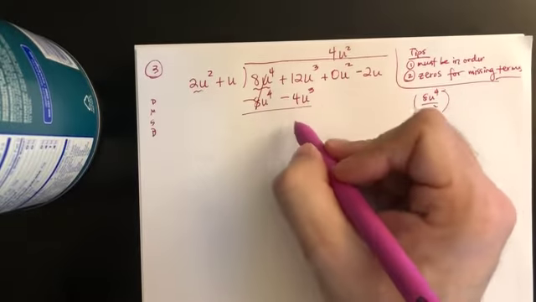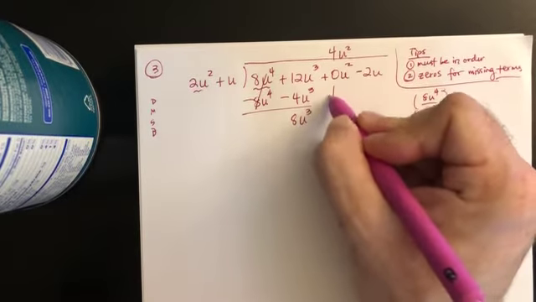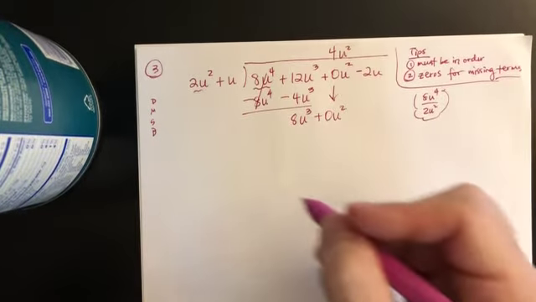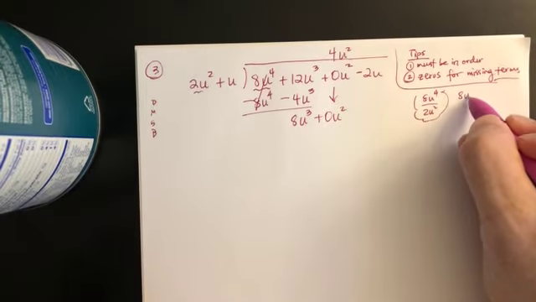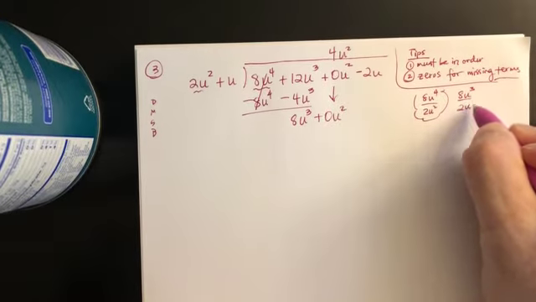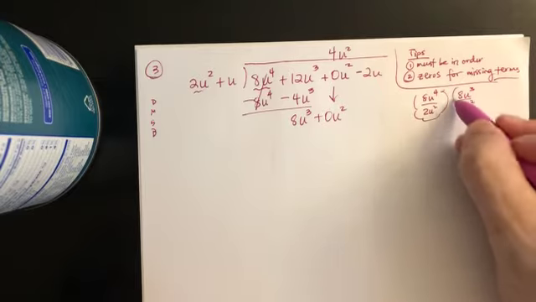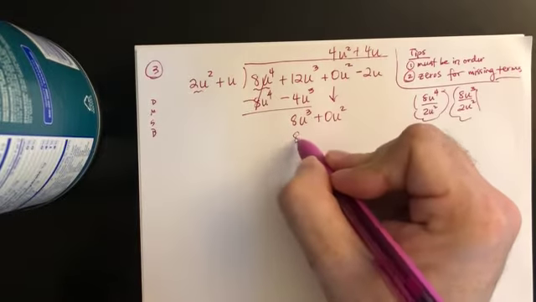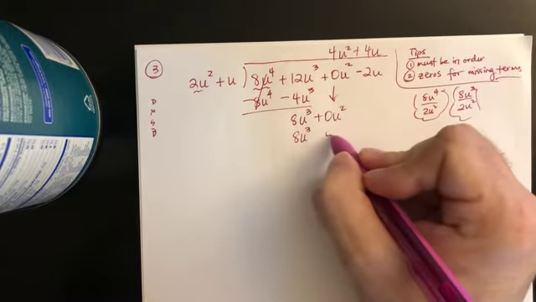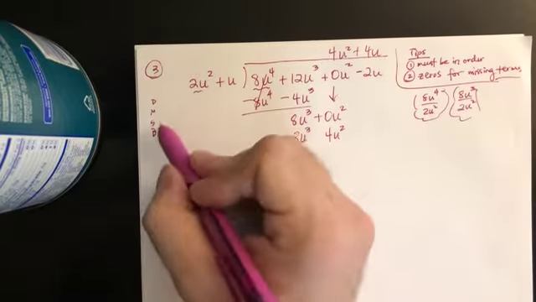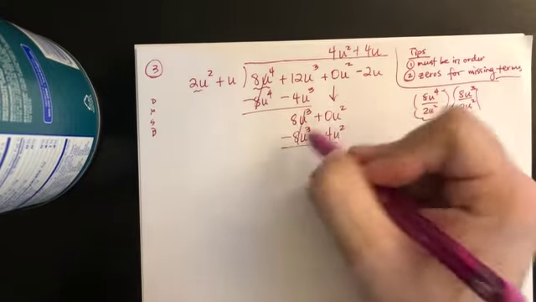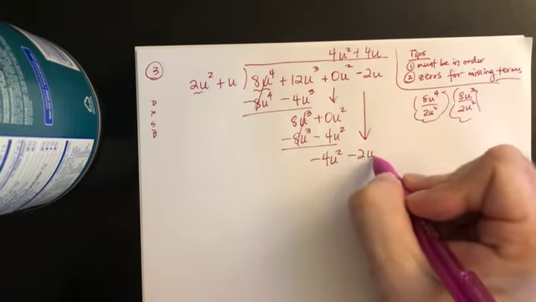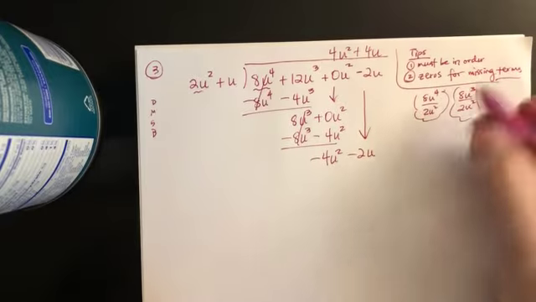So they cancel. 12 minus 4 is 8u to the 3rd. And then bring down 0u squared. Don't bring down both, just one at a time. And then we do it again. 8u to the 3rd divided by 2u squared. We get 4u. Then we multiply, we get 8u to the 3rd. We multiply, we get 4u squared. And then we subtract, so change the signs, then combine, we get negative 4u squared. And then we're going to bring down negative 2u. And then we're going to do it one more time.